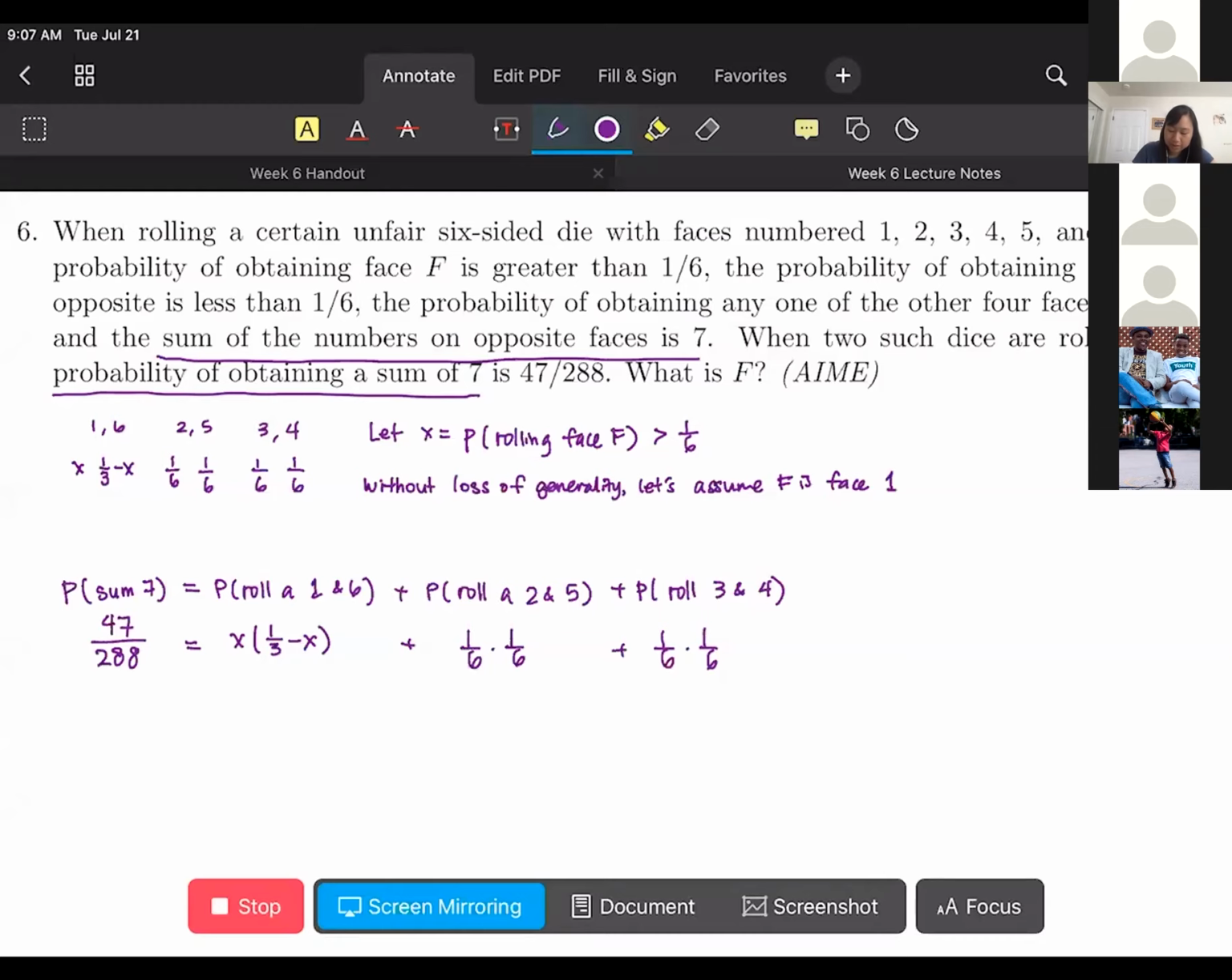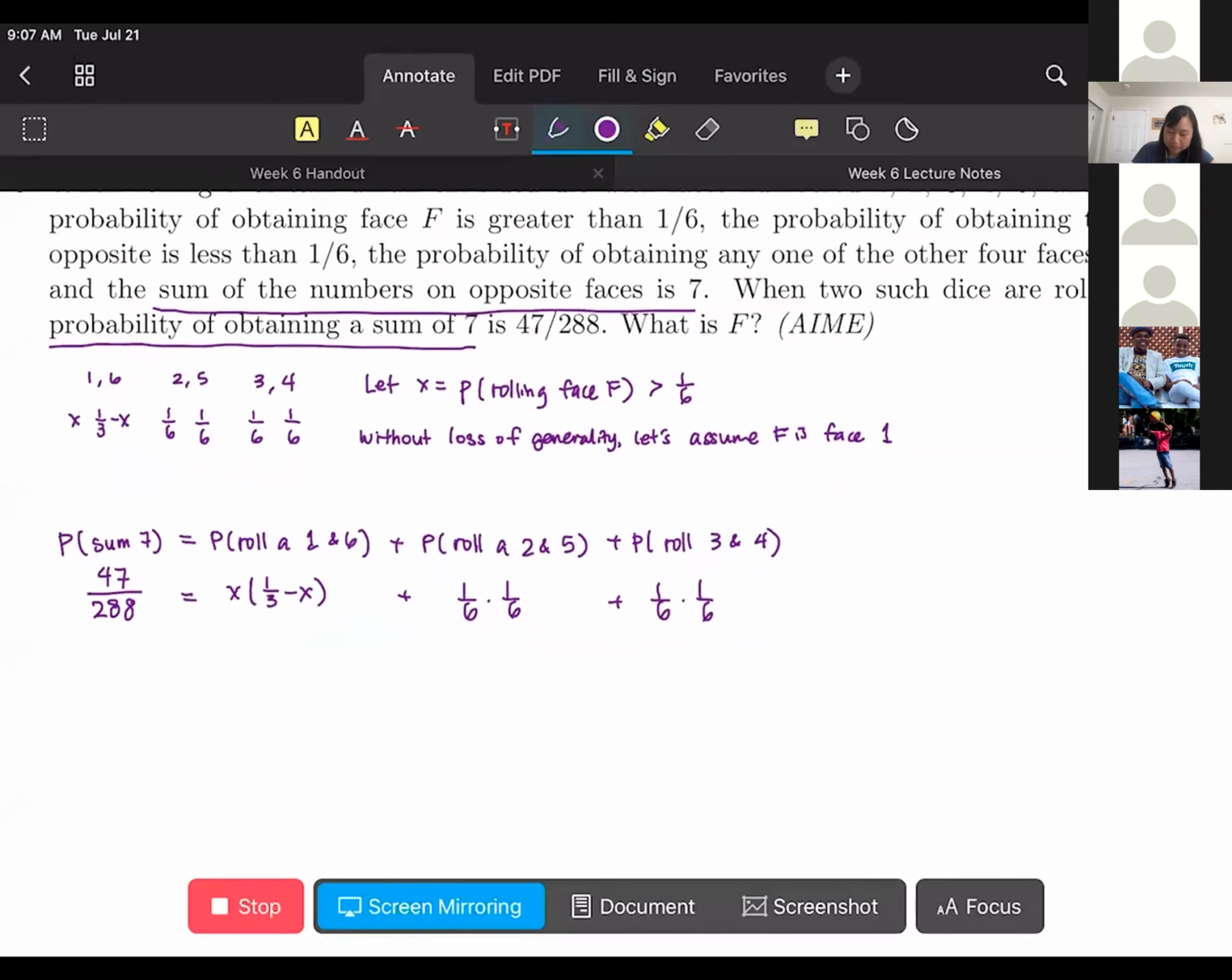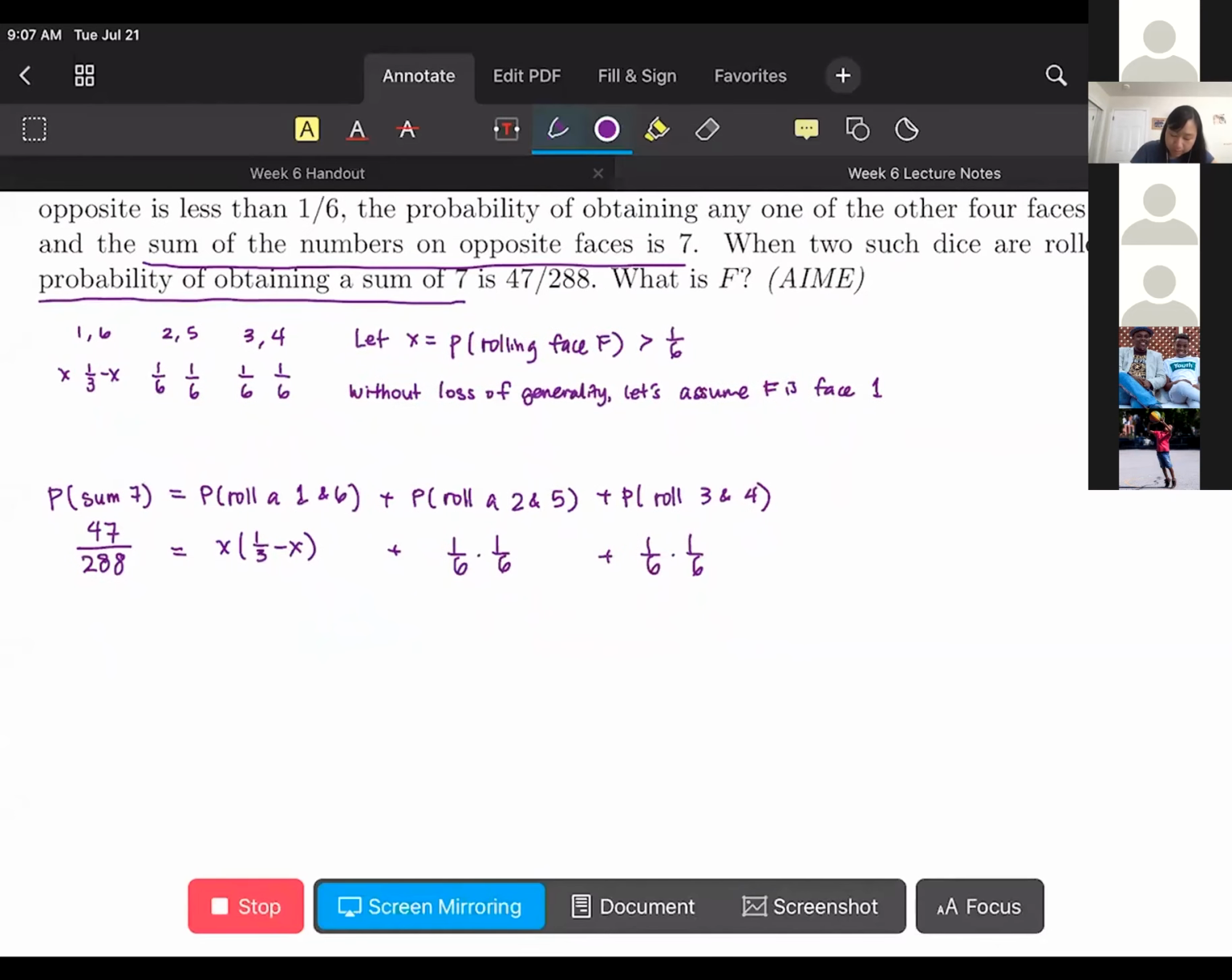Cool. So now we have an equation. We have 47 over 288 equals 1/3 x minus x squared plus basically 2 over 36, which is 1 over 18. Any questions so far? No, please.